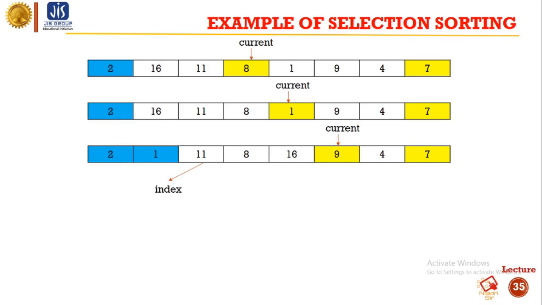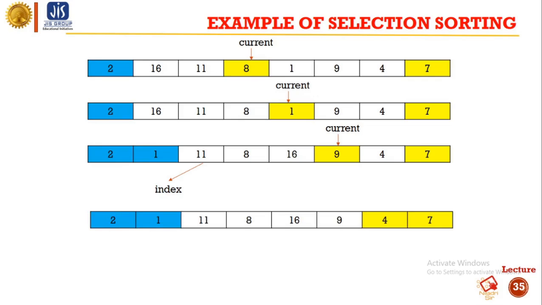So next 9 will be checked with 7. As 9 is greater than 7, there is no exchange. The current value is incremented by 1. So current is now at 4. So 4 will be checked with 7. As 4 is smaller than 7, 4 will come to the index value, that is 11. And 11 will come here.